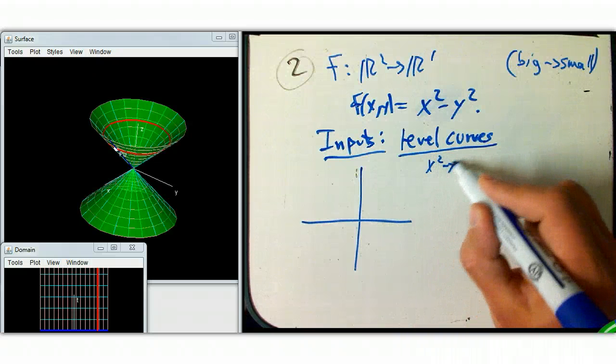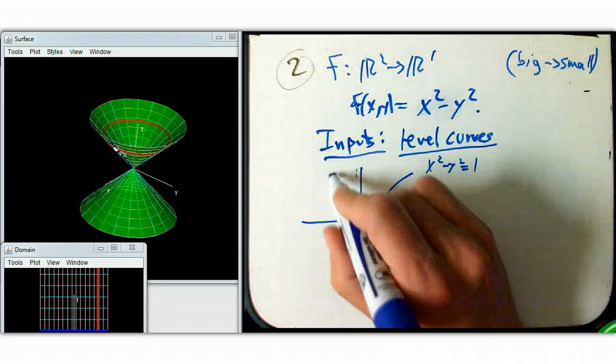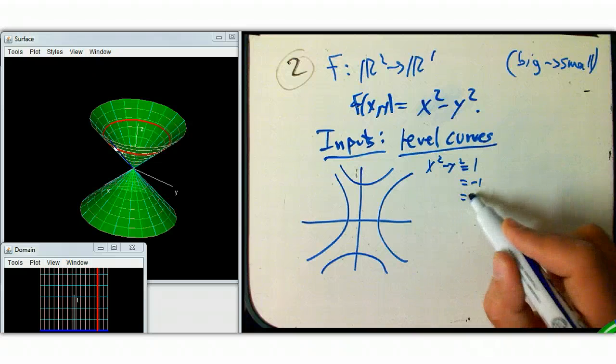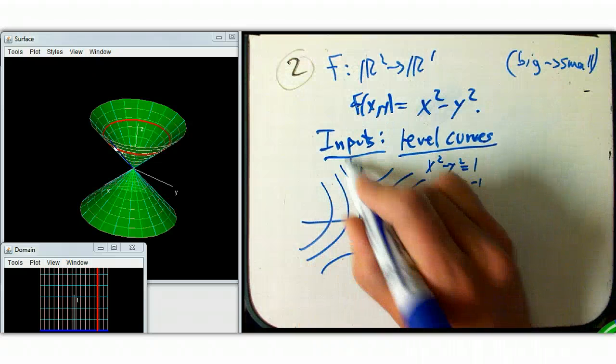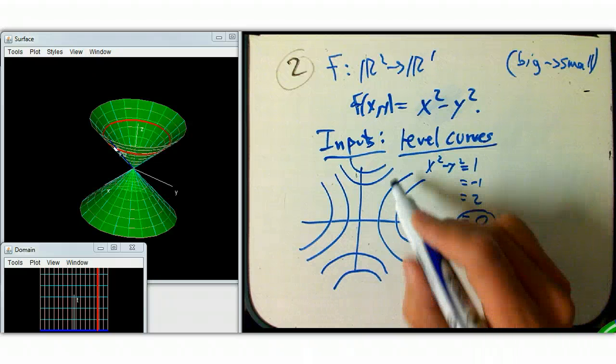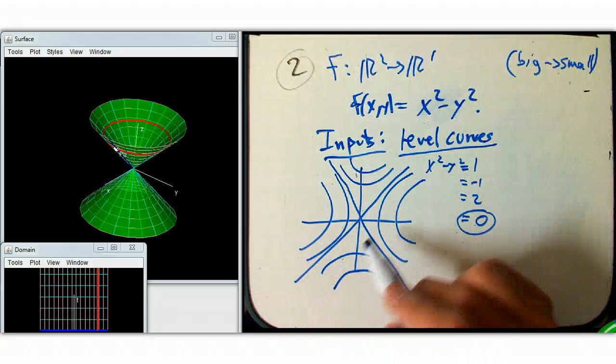Well, x squared minus y squared equals 1 is just a hyperbola. If it's equal to minus 1, it's the conjugate hyperbola. If it's equal to 2, it's like this, or minus 2. But there's one special example, x squared minus y squared equals 0. That's where x is plus or minus y. Aha! There's something quite different about that.